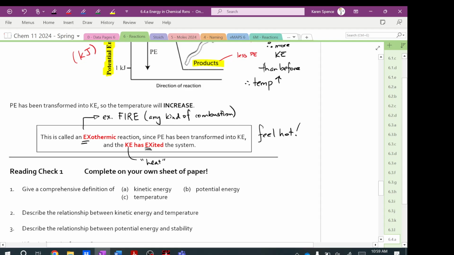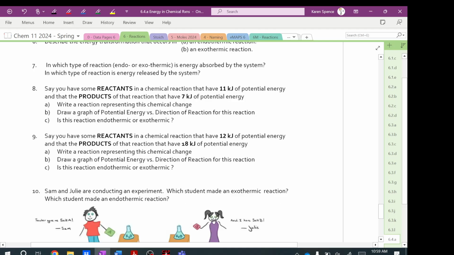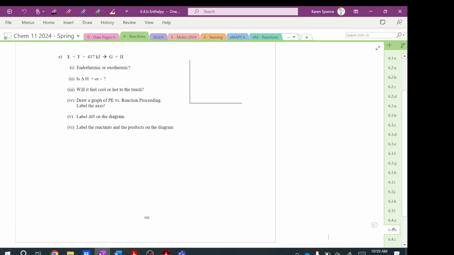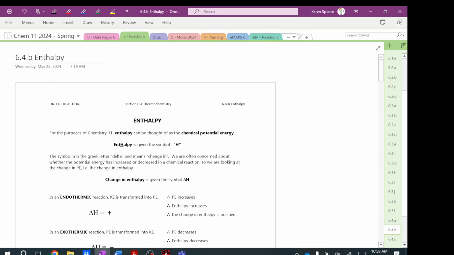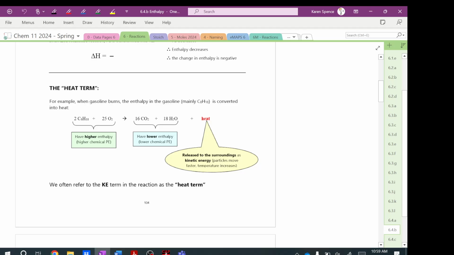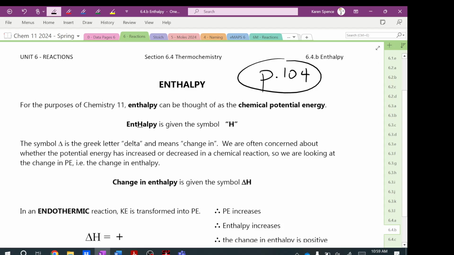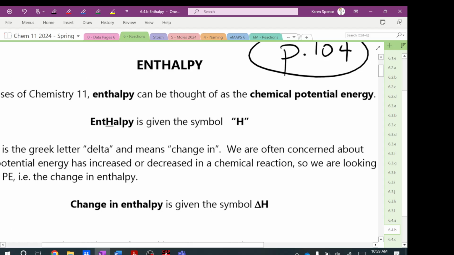Okay, so there's a reading check here. I will let you do that later. Okay, we are going to move on to 6.4b, which is on page 104. And we're just going to introduce, this is basically the same thing, but we're introducing a new word. And that new word is enthalpy.